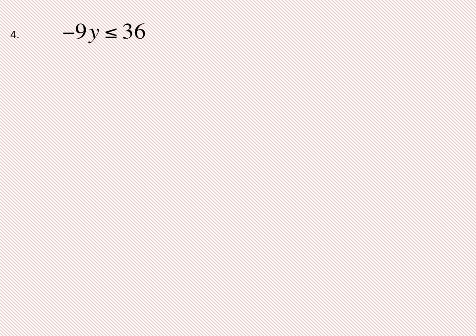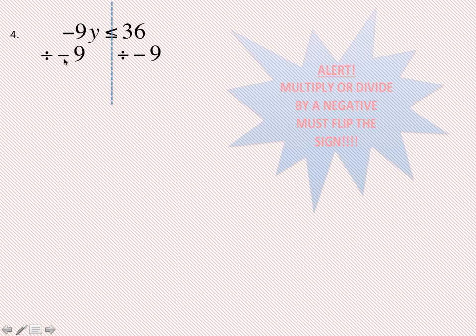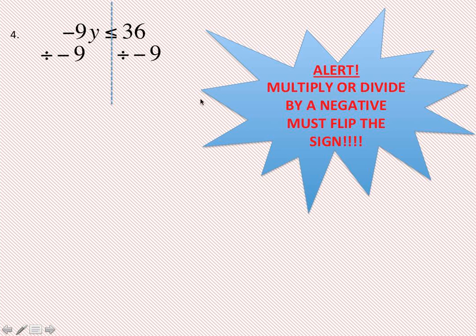All right, here's 4. Pretty basic equation. To get the y all by itself, I need to divide both sides by that negative 9, because there's a negative 9 stuck to my y. If I divide both sides by negative 9, the alarm goes off in my head because I said divide by negative. So I'm dividing by negative 9.